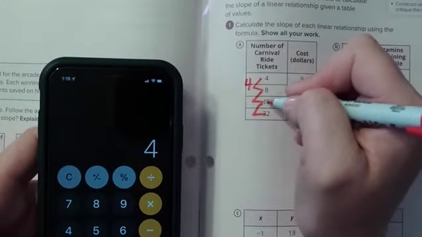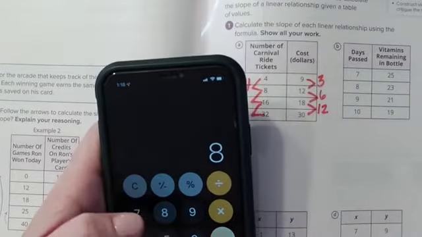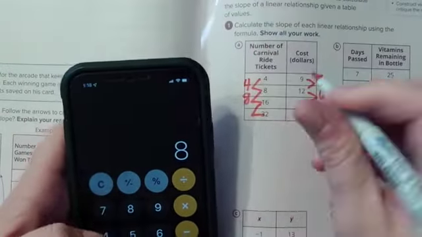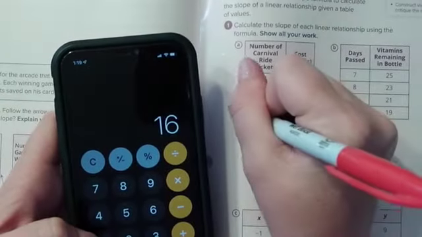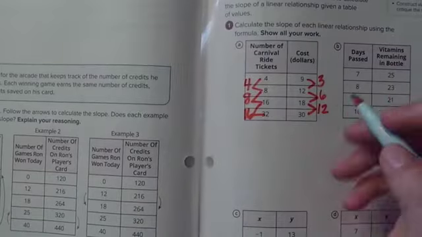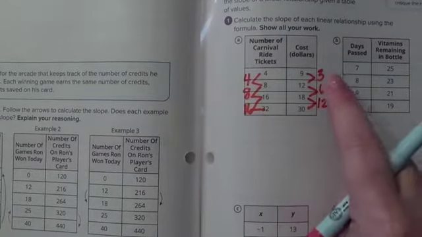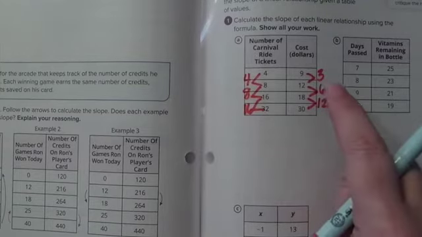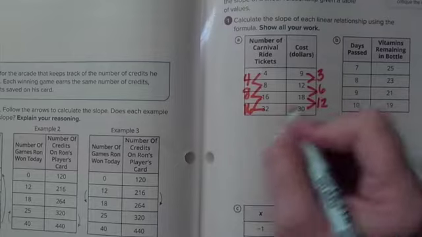So again, you're always taking the second one and subtracting the first. 16 minus 8 is 8. 32 minus 16 is 16. Okay, so what I want you to notice about these is they are not going by a constant amount. We've had some assignments and different problems like that, but we're going to talk about it again.